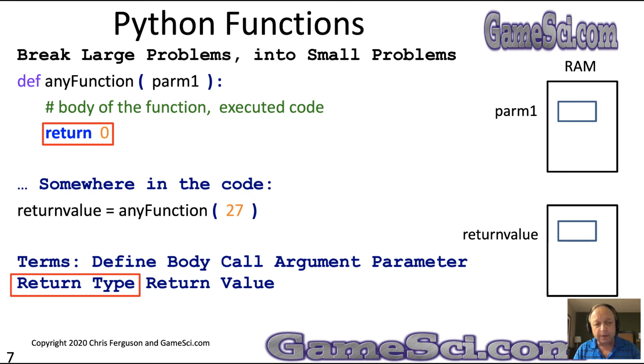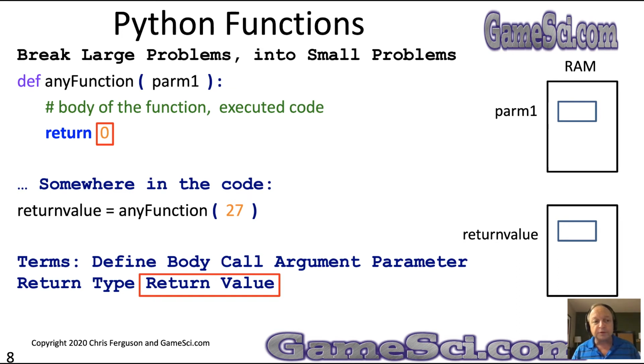Return type. The return type is the type of variable or type of value that is sent back from the function. In this case, we're returning 0. 0 is an integer, so this function returns a type int or integer. The return type is slightly different than the return value. The return value in this case is 0. Now 0 happens to be of type int, so the return value is 0 and the return type is integer.